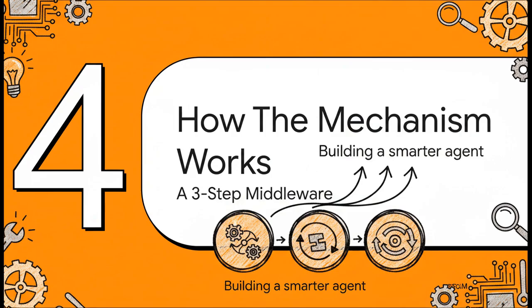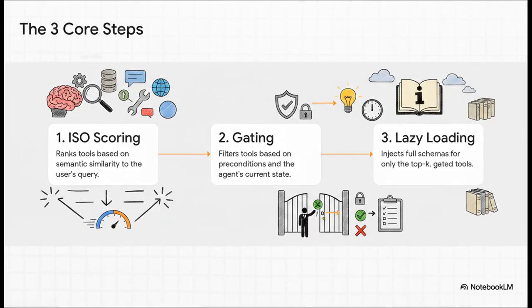Okay, so let's get into the mechanics. How does this actually build a smarter agent? It's a really clever middleware solution, and it works in 3 core steps. Okay, so first, it uses AI to figure out what you're trying to do, and it ranks all the tools based on how relevant they are. Think of it like a super fast, super smart search engine.